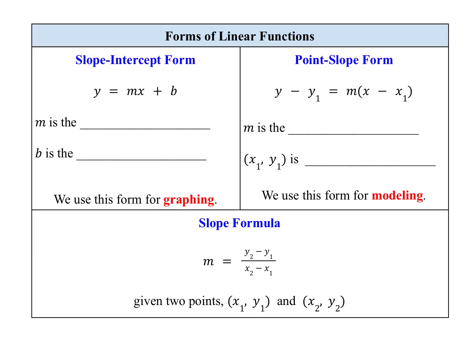There are two different forms of linear functions that we work with. First is called slope-intercept form. Hopefully this looks familiar: y equals mx plus b. For this form, m represents the slope of our function, and b is the y-intercept. So this form is really ideal for graphing. When we graph, if we can start with the y-intercept and then we simply follow the slope to the next consecutive point, we can make our graph pretty quickly and easily.